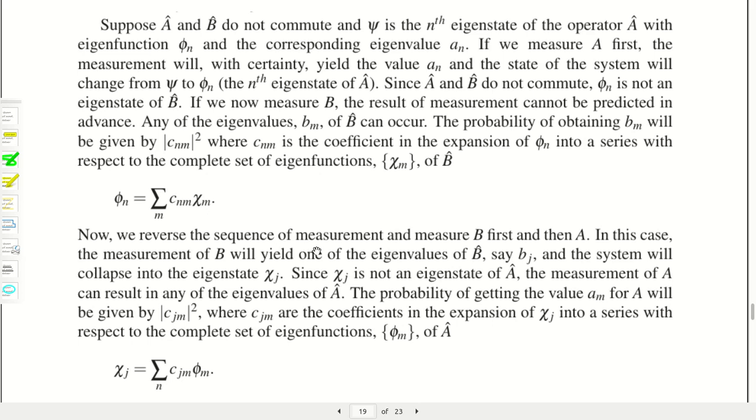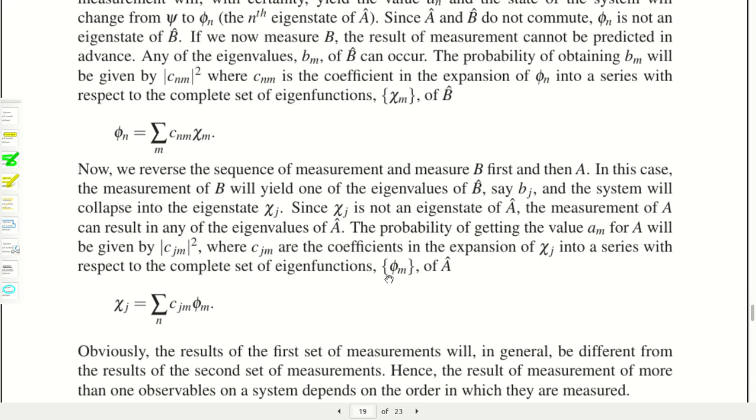So the final eigenstate you get by operating first A then B on psi will be chi m. Now we reverse the sequence of measurement, that is, operate B on psi. Suppose the eigenvalue b j comes out of the experiment with the eigenstate chi j, where the chi's are the eigenfunctions of B. Now the same problem: chi j is not an eigenstate of A, so if you operate A on chi j, the eigenfunction will be any one of the phi m, where the phi m are the eigenfunctions of A.